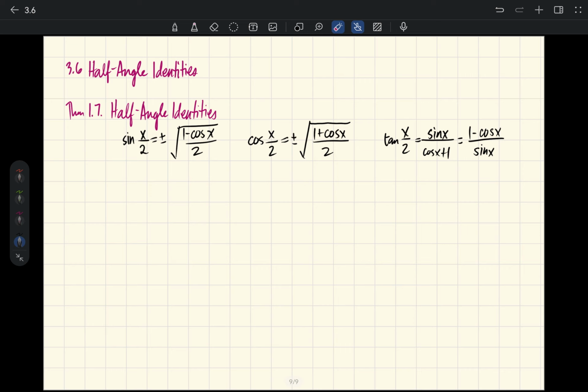The only difference here between sine and cosine is that you have a minus right here, while for the cosine you have a plus. So you just have to be careful with that one.